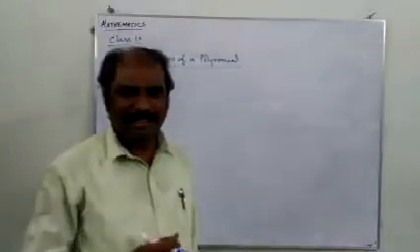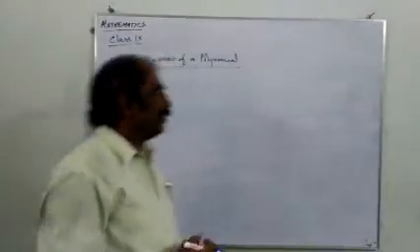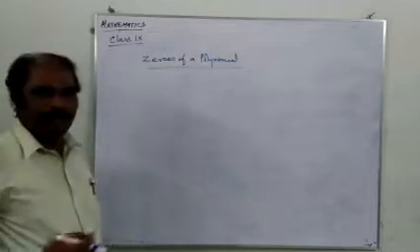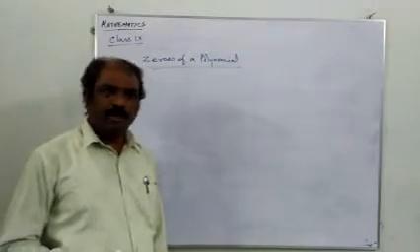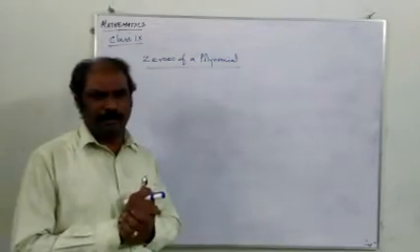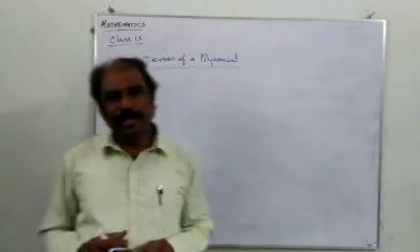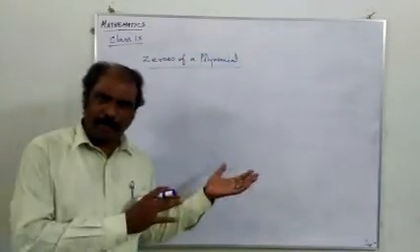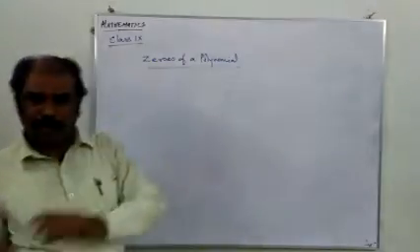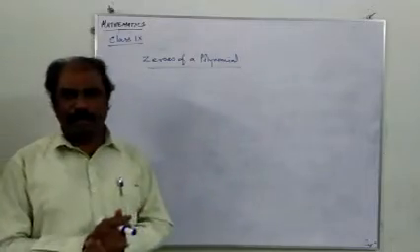Hi students, today we will see the next part of polynomials, and that is zeros of a polynomial. So what are zeros of a polynomial? In the previous video we discussed what a polynomial is, the classification of polynomials, and the coefficients and terms of a polynomial, right?